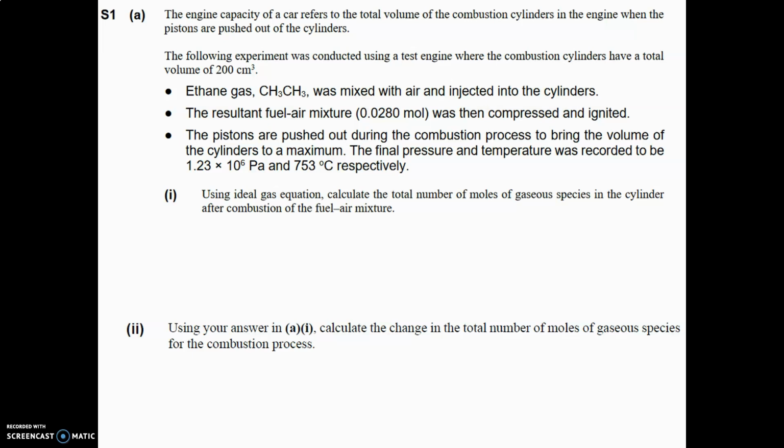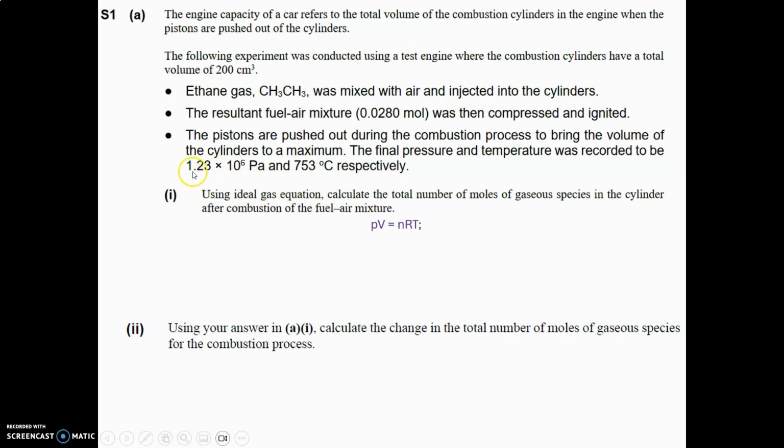We are mixing ethane with air injected into the cylinders of the engine, and the mixture is compressed and ignited. So S1A part 1 asks you to use the ideal gas equation to calculate the total number of moles of gaseous species in the cylinder after combustion. So it's very explicitly stated here that you must use PV equals nRT.